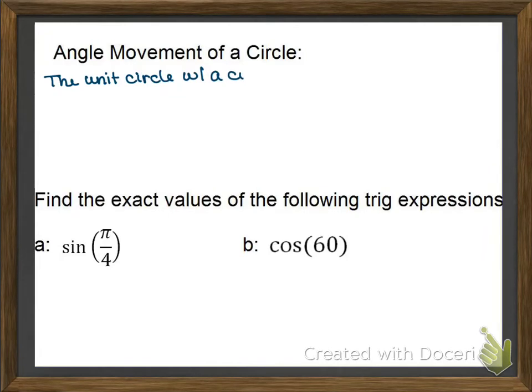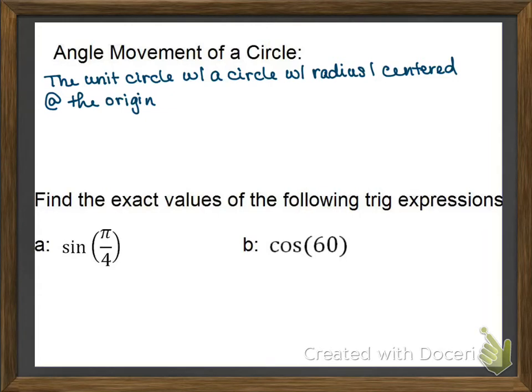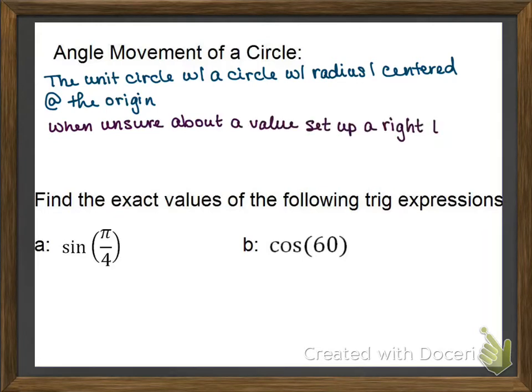Today we're going to start talking about sinusoidal models. So first we're going to talk about the angle movement of a circle. And this is just the unit circle with a radius of 1 centered at the origin. Now, if you can't remember all of those special unique angle properties, what the x value, the y value are, you can always set up a right triangle and use SOHCAHTOA to help you out.